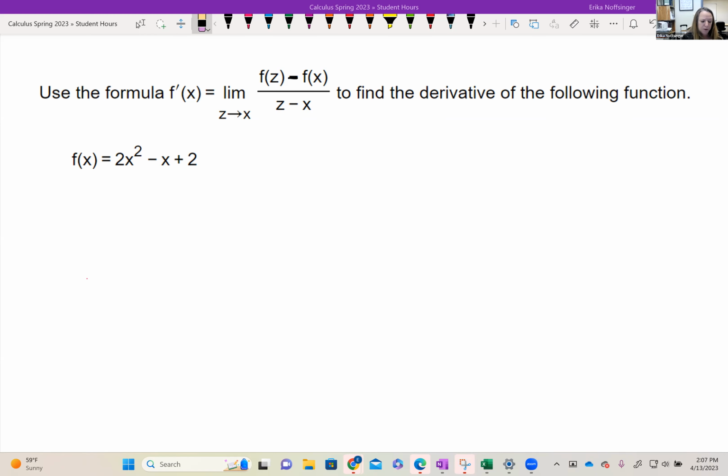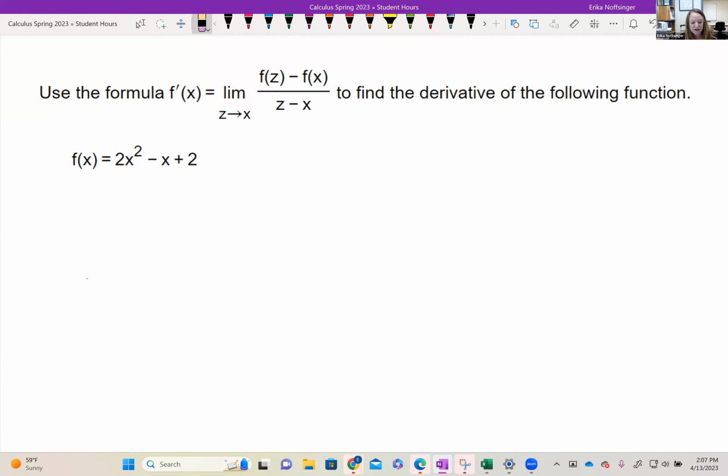So unless I tell you on an exam, you can use the rules and techniques that we've learned to find the derivative. Because this tells me to do it a certain way, we're going to do it this way.